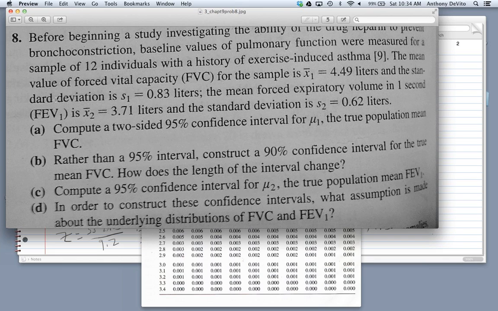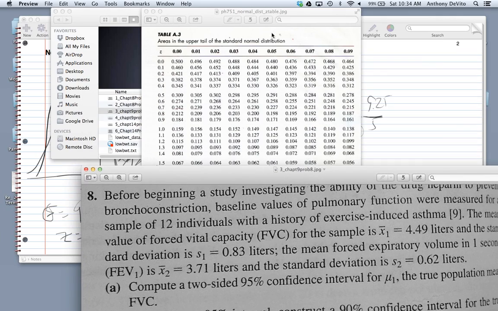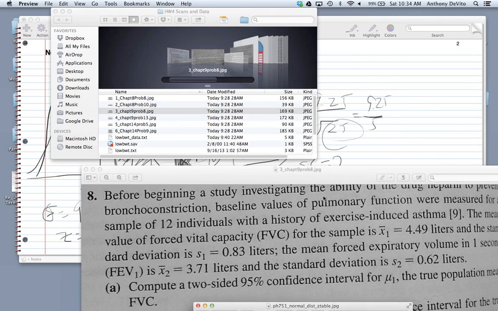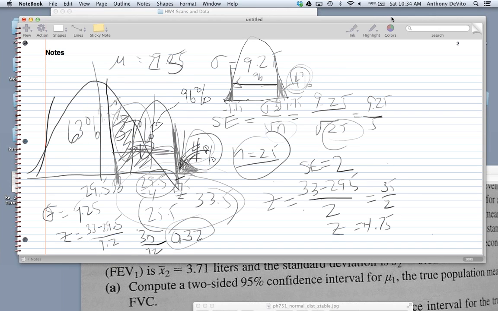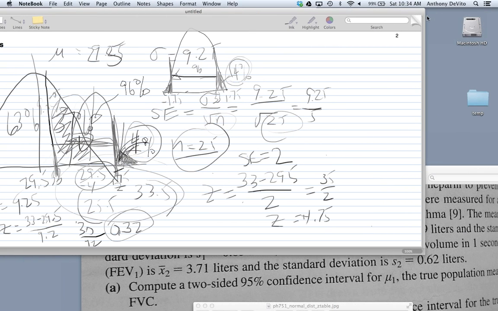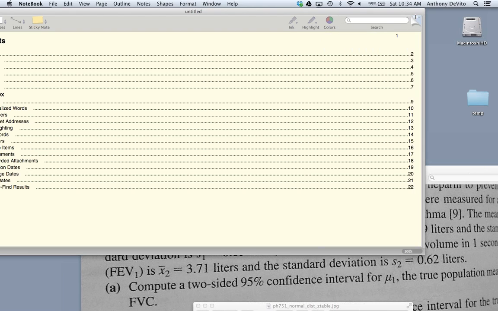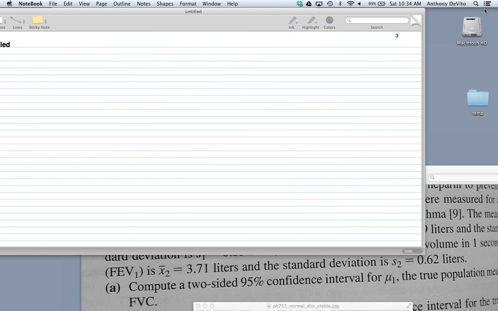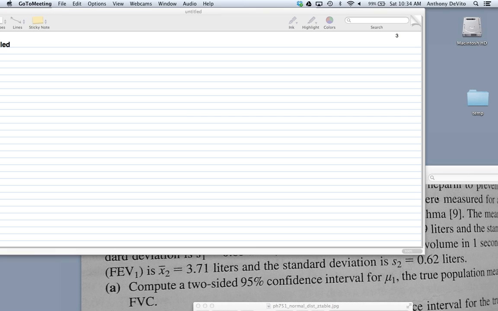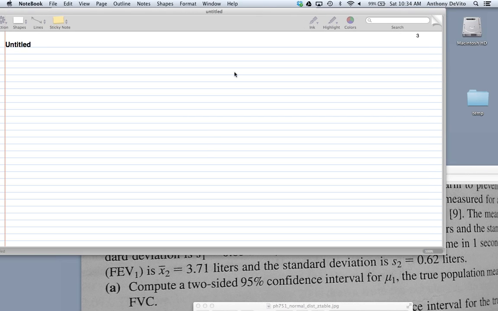So how would I do this? Compute a two-sided 95% confidence interval for the mean forced expiratory value. Let me get this out of the way. I'm going to get a fresh sheet of paper here. I'm just going to quickly look at the chat file to see if anybody's asking me questions. Not yet. Okay, good. And let me go back here.